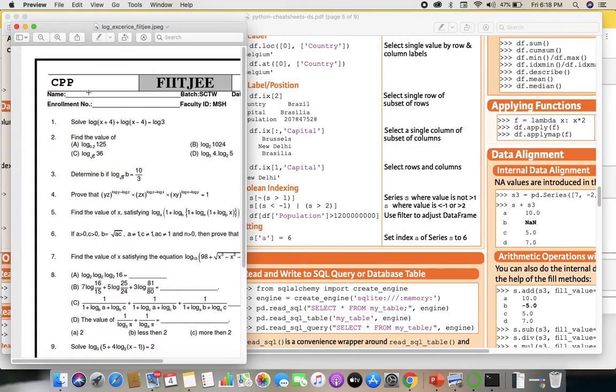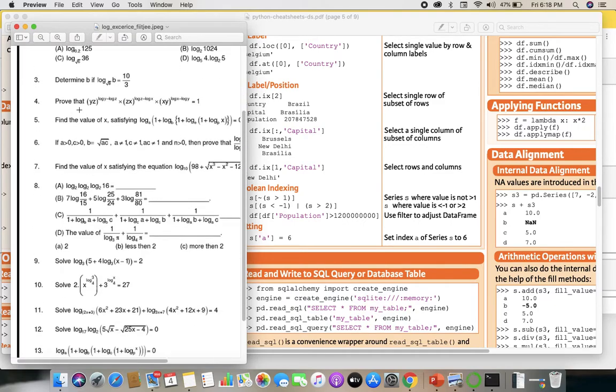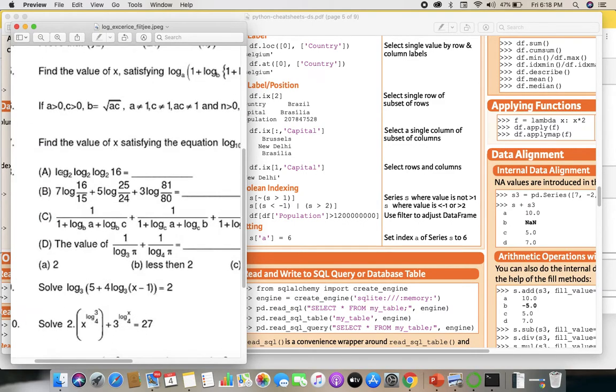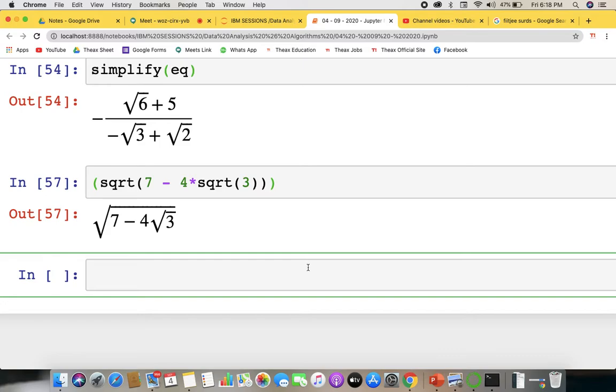I have some of the things I think in my drive. I'll give you that. Solving it, like what is the value of log 2 of 60 with base 2? Don't solve it with pen and paper. Solve everything on the computer.